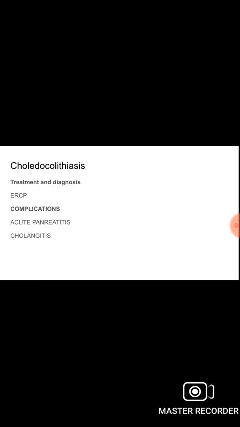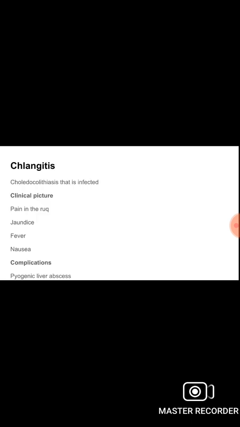Let's talk about cholangitis now. Cholangitis is just choledocholithiasis that has been infected. The clinical picture is pain in the right upper quadrant, jaundice, fever, and nausea. Complications are pyogenic liver abscess. Diagnosis is right upper quadrant ultrasound, which is an abdominal ultrasound. The treatment is ERCP. Again, ERCP can be used as a diagnostic tool as well as a treatment tool.